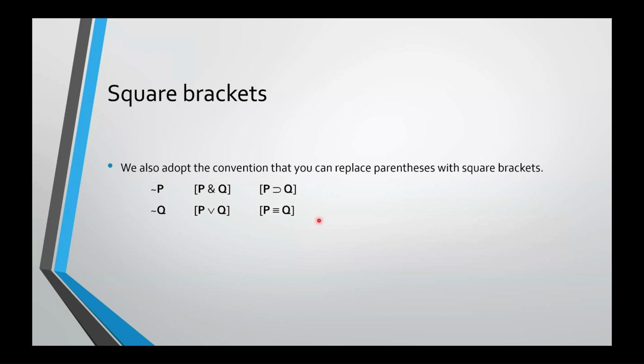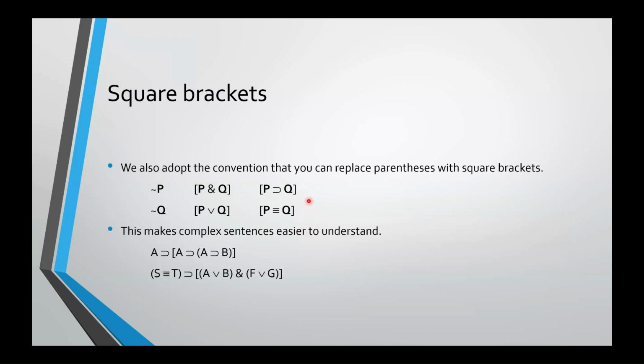We also adopt the convention, the same convention as in algebra, that you can replace pairs of parentheses with square brackets. So you can do all of these instead of having parentheses there. And this is really valuable because it makes complex sentences much easier to understand. This really helps you keep track of which ones go with which. Okay, so that is how parentheses work.